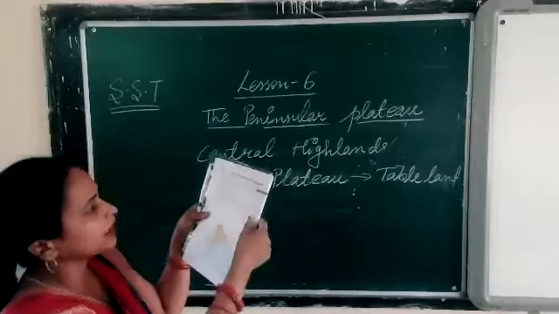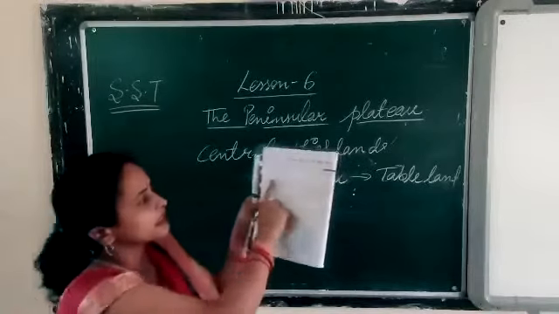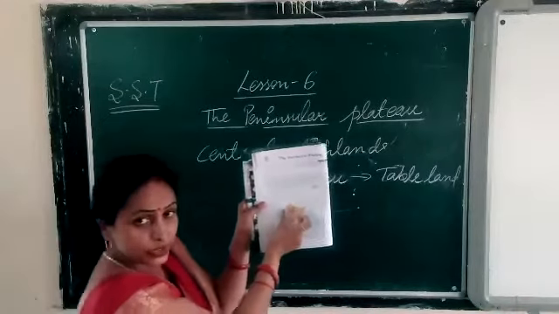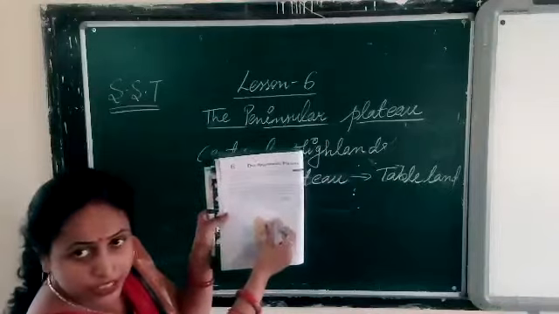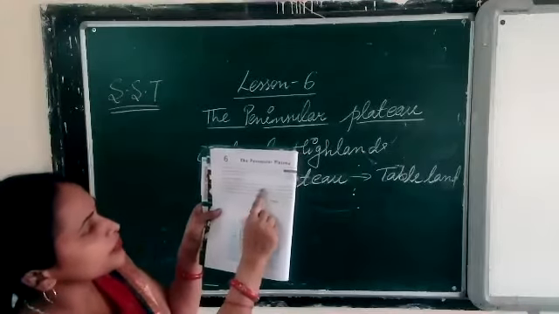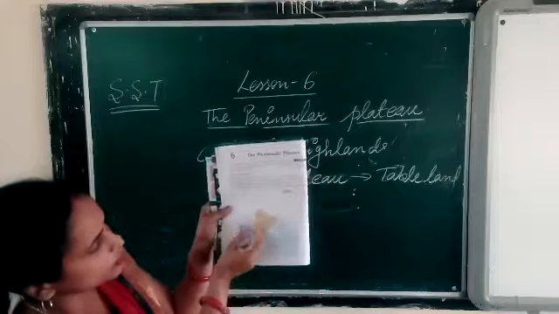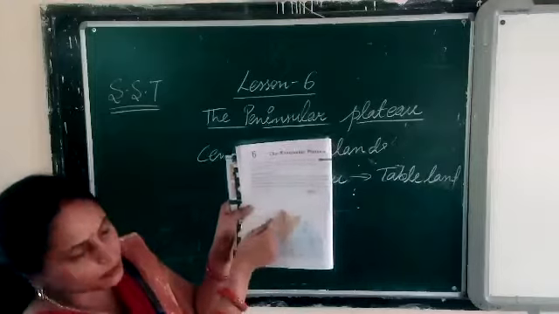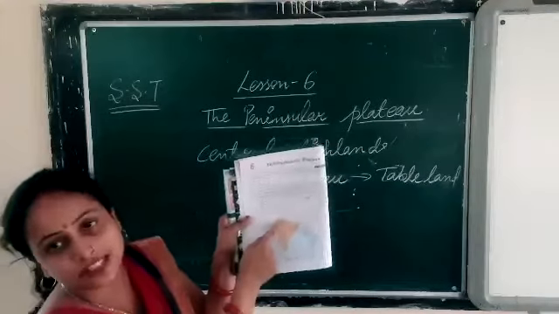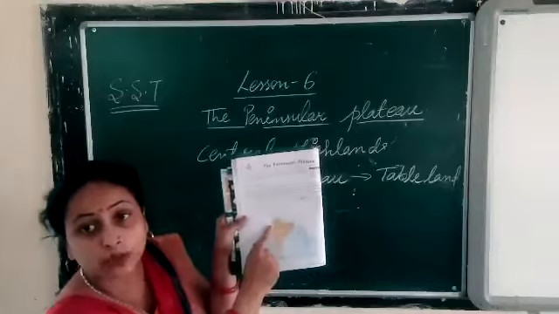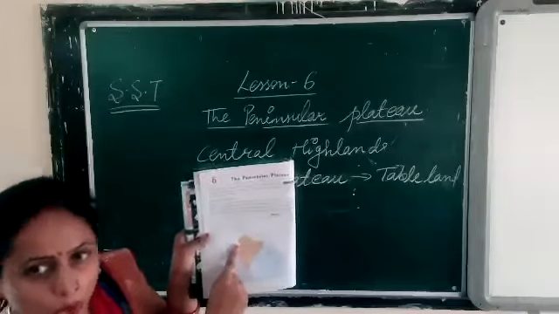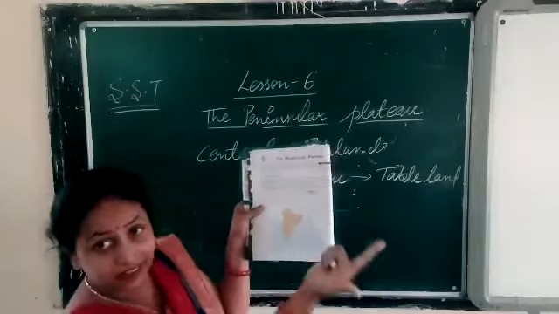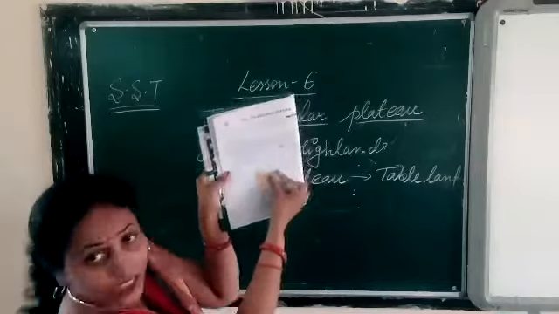So you see here, the northwest part, the Central Highland includes the Malwa Plateau. This is the Central Highland, the Malwa Plateau is here, and the Chota Nagpur Plateau is here. Here you see the Malwa Plateau in the northwest. This part is the northwestern part. Which plateau is situated here? Malwa Plateau. Okay, and you can see the Chota Nagpur Plateau in the northeast. Here you can see the Chota Nagpur Plateau.